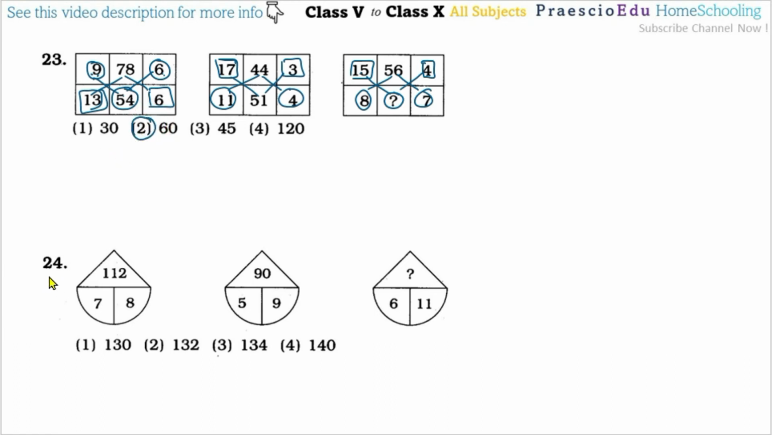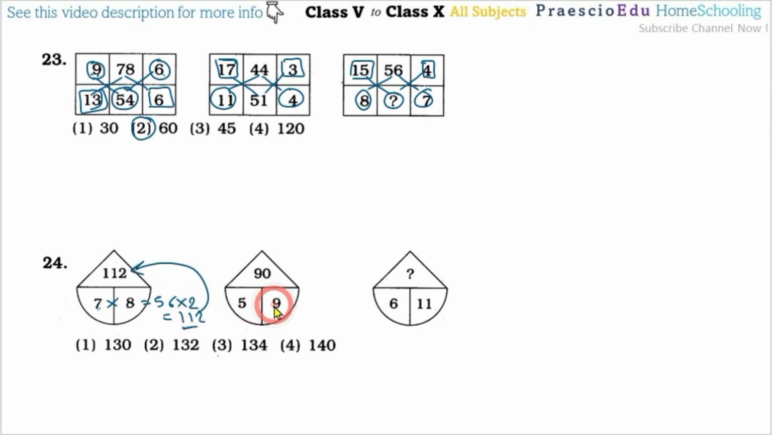So question number 24. These two numbers at the bottom side, 7 and 8, their product is 56, and if we multiply that product by 2, twice of this one, we are getting 112, which is present at the top side of this one.